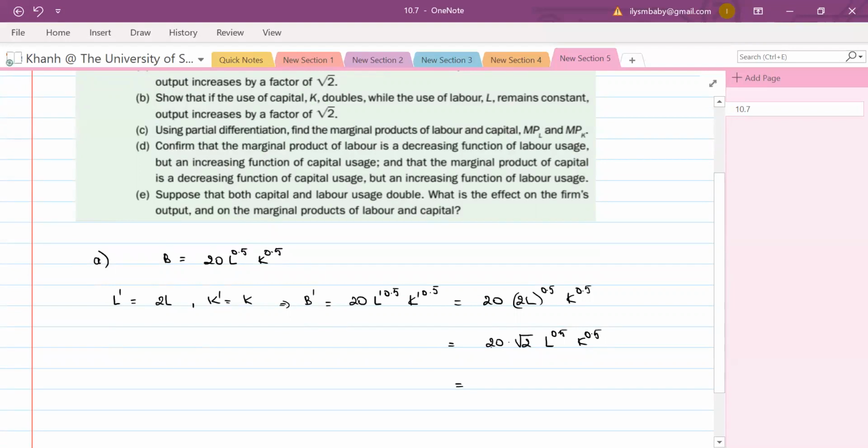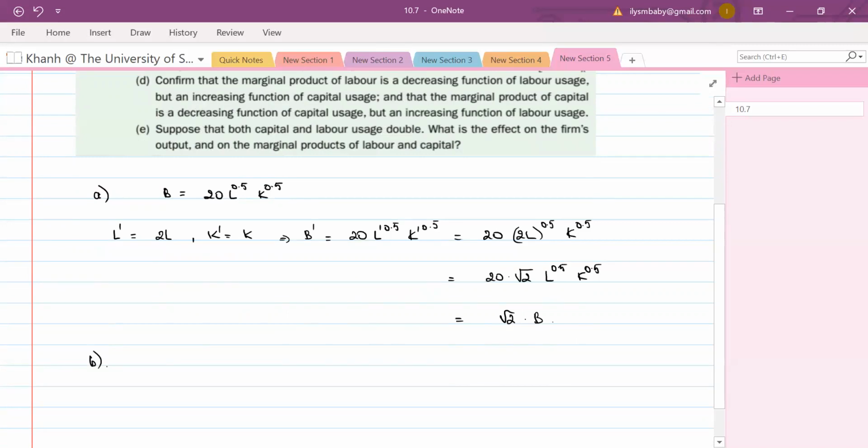As you can see, 20 times L half, K half is just going to be equal to B. And so therefore, we got square root of 2 times B. So the new output is just going to be equal to the original output multiplied by square root of 2. So that is what the question is asking you to show. The output is increasing by a factor of square root of 2.